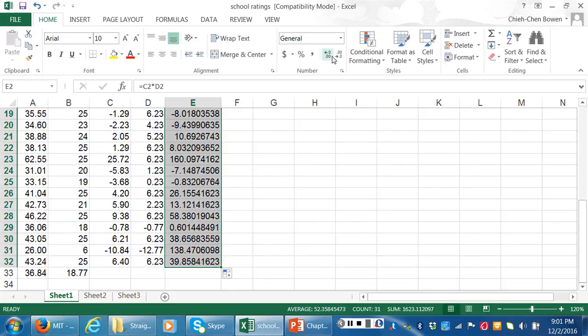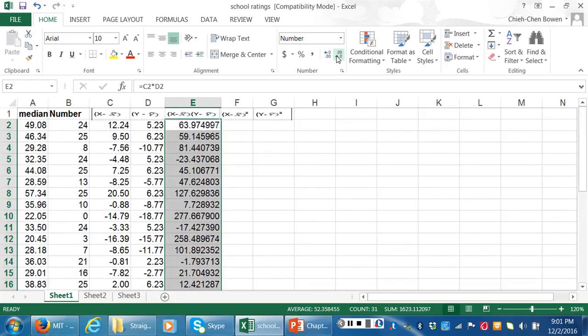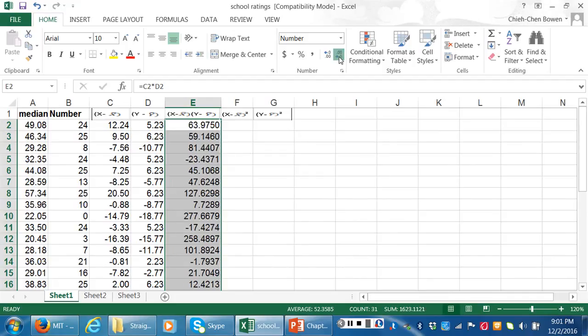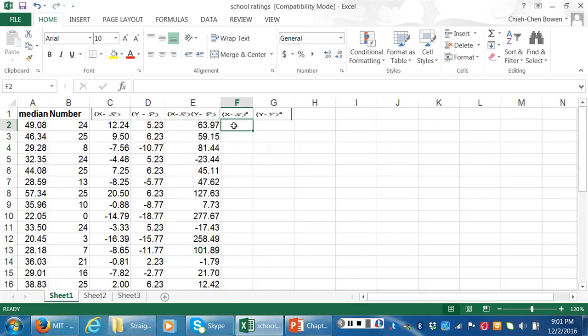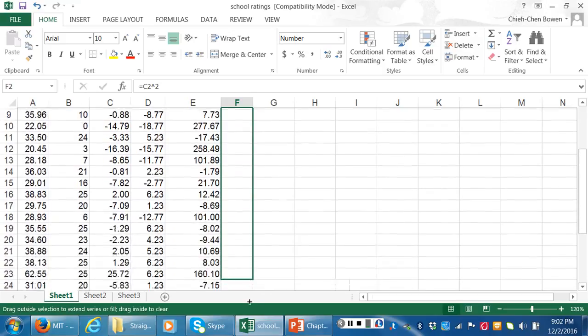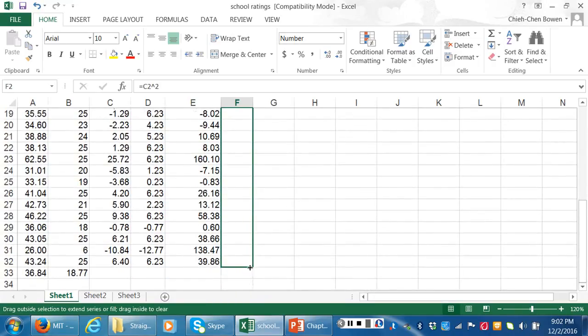We can decrease that. Here is the sign for how you decrease the decimal places. We can keep it at 2 places after. And column F here is your sum of squares of x, so you need to do x minus x bar squared. Here's x minus x bar, square that, hit enter. And again, copy and paste all the way down right here.